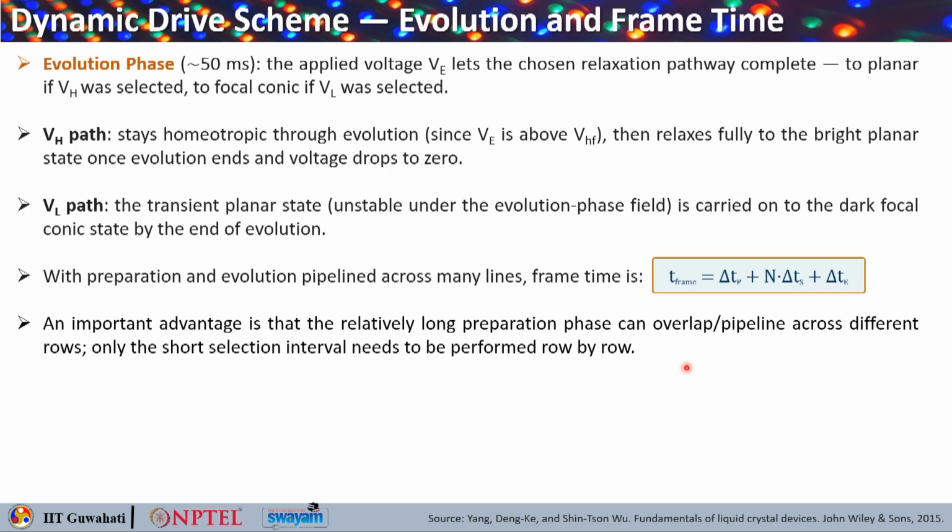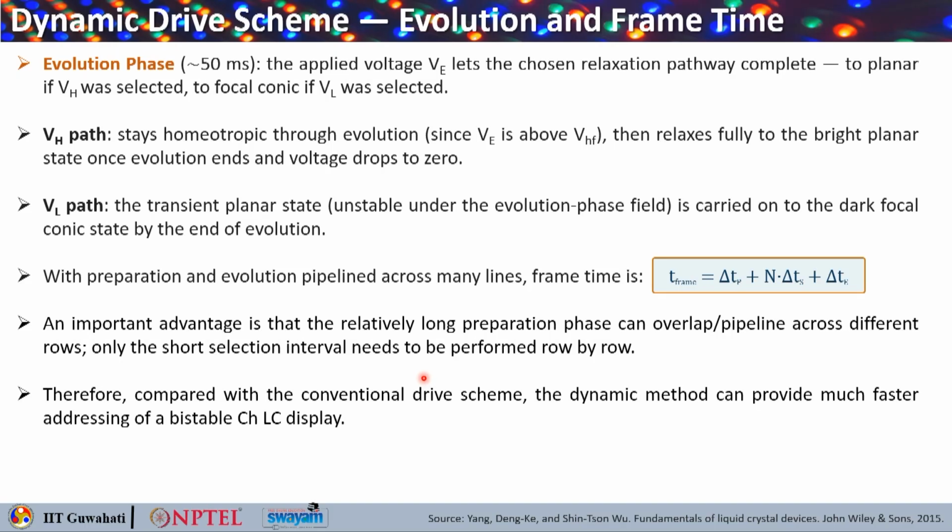Now an important advantage here is that the relatively long preparation time can overlap or pipeline across different rows, and only short selection intervals need to be performed row by row. Therefore, compared to the conventional drive scheme, the dynamic method can provide much faster addressing of a bistable cholesteric liquid crystal. Now look at this equation, you can also understand that the frame time is fast enough for e-book or e-paper page turn rates, where you can typically turn about 1 page per second.